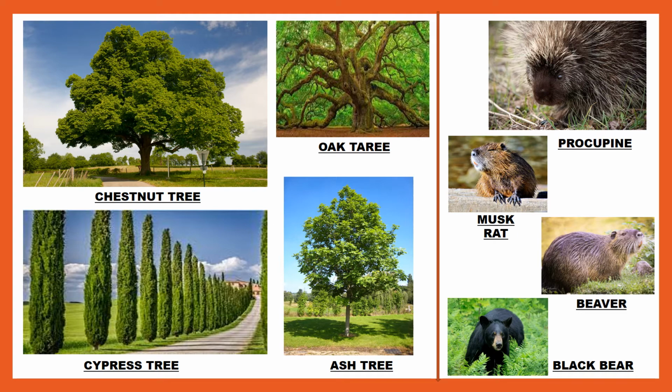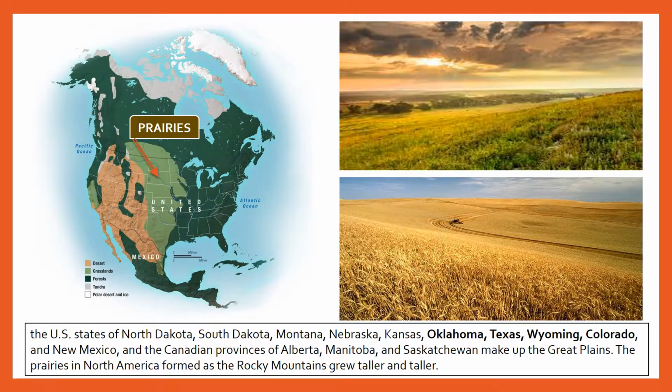All these tree pictures you can see here one by one. The first picture is of chestnut tree, the second picture is of oak tree, the third one is cypress tree, and the fourth one is ash tree. Likewise, the wild animals found here include beaver, black bear, muskrat, and porcupine. The pictures of these animals you can see on the screen. The first one is porcupine, second one is muskrat, third one is beaver, and the fourth one is black bear.